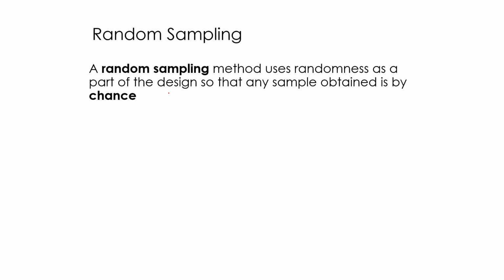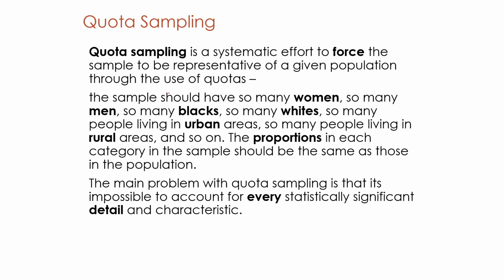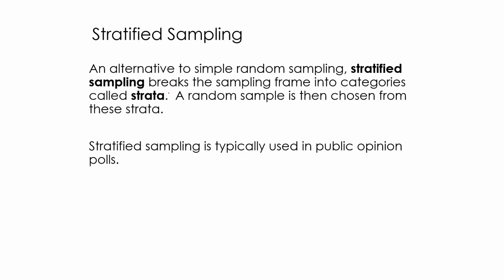We're only guaranteeing to have this many of these and that many of those. Quota sampling is a non-random method. In stratified, we're making a systematic effort to break up the population into different groups to be representative of a given population, and then choose randomly from them. They kind of sound the same, but there are some subtle differences. With quotas, the sample should have so many women, so many men, so many blacks, so many whites. So that's quota sampling, and that's what's going on here.